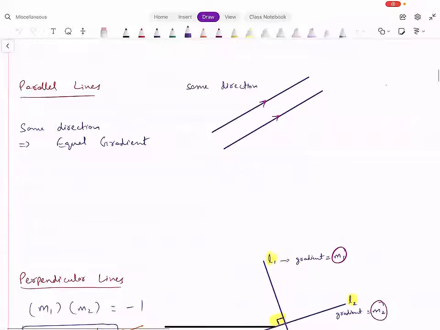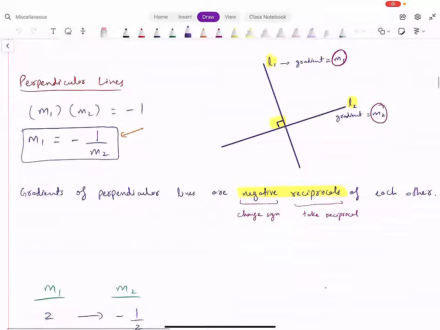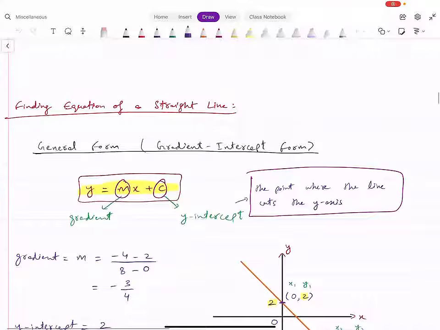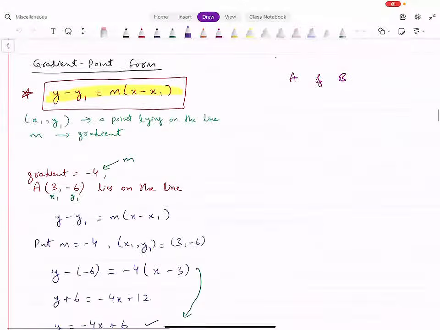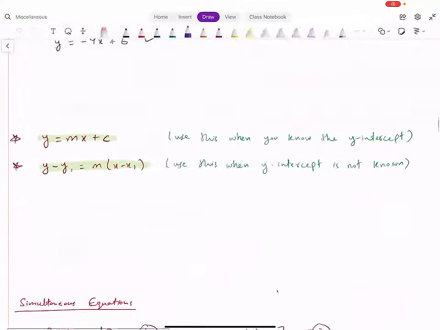In parallel lines, the gradients are equal. In perpendicular lines, the gradients are negative reciprocals of each other. You need to know about all of these concepts from O levels. And then how do you find equation of a straight line? Y equals mx plus c, and y minus y1 equals m into x minus x1. When ये दो forms आपको पता होनी चाहिए.